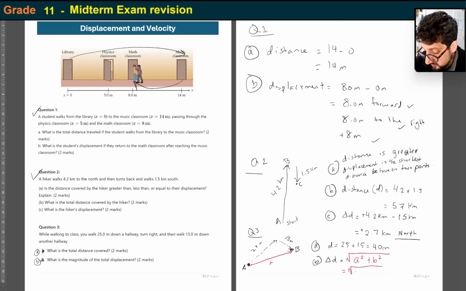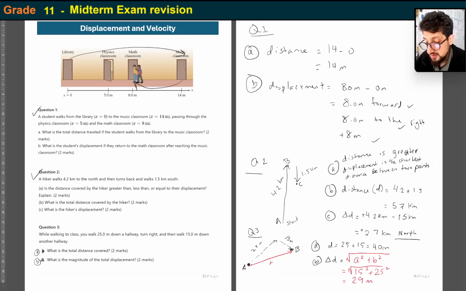Which is equal to the square root of 15 squared, which is 225, plus 25 squared, which is 525, I believe. So 15 squared plus 25 squared. Okay, and the square root of 850 is going to be approximately 29 meters.